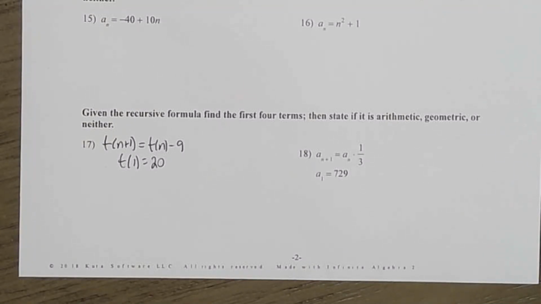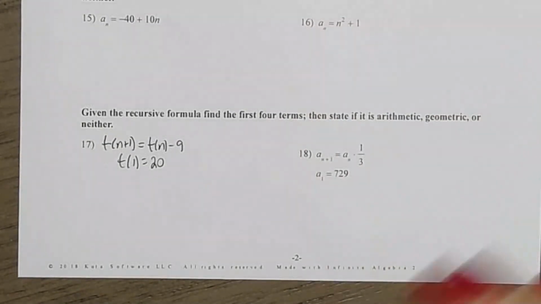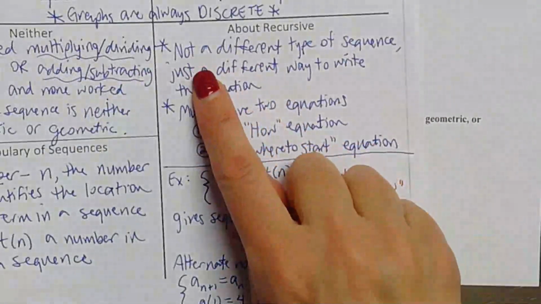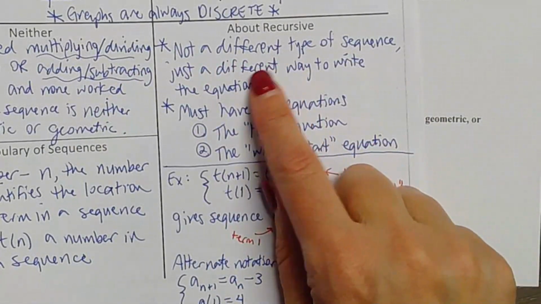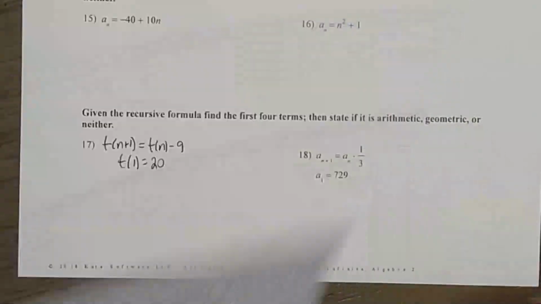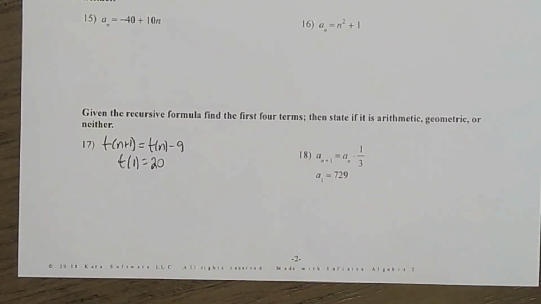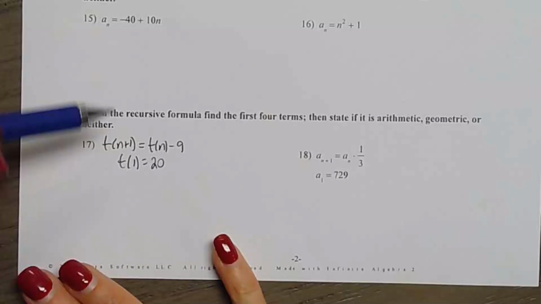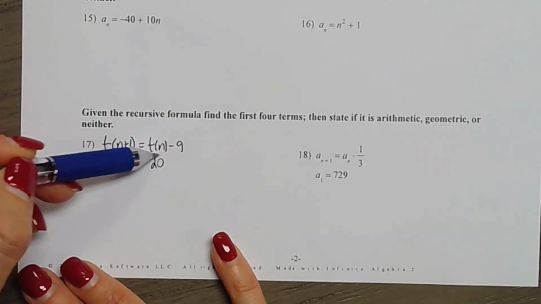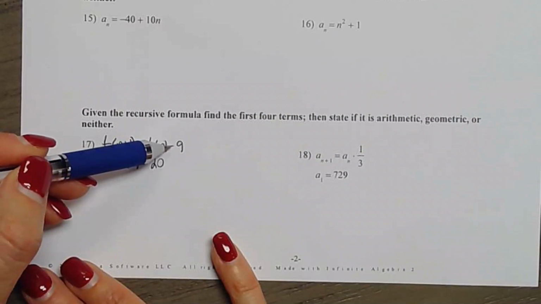Okay, so I'm going to make a video explaining recursive equations for sequences. Remember that recursive equations are not a different type of sequence, they're just a different way to write the equation. So what I have here is to get the next term, so t of n plus 1, that's the term after the one I'm on. To get the next term, I take the term I'm on, and I subtract 9.